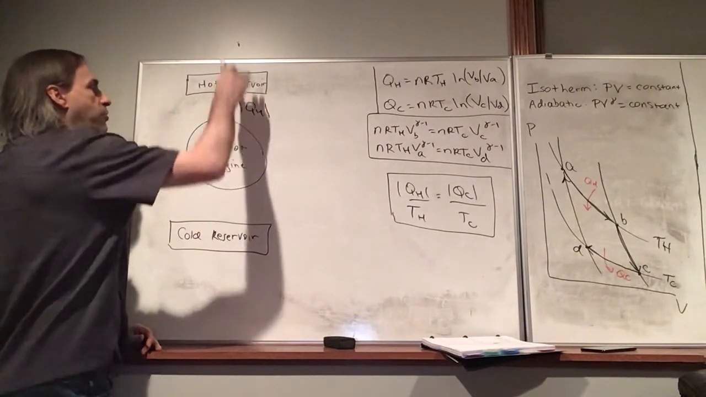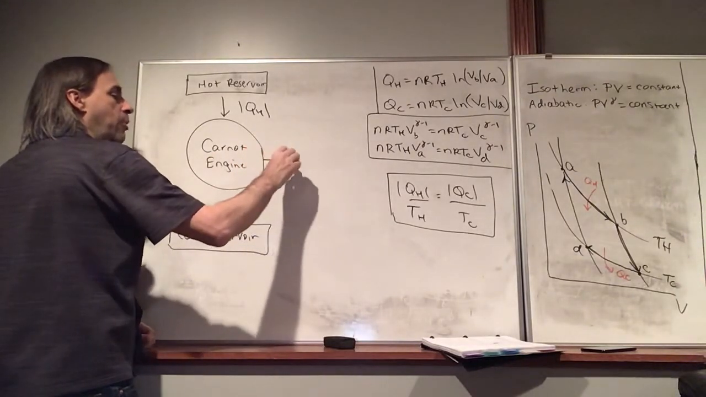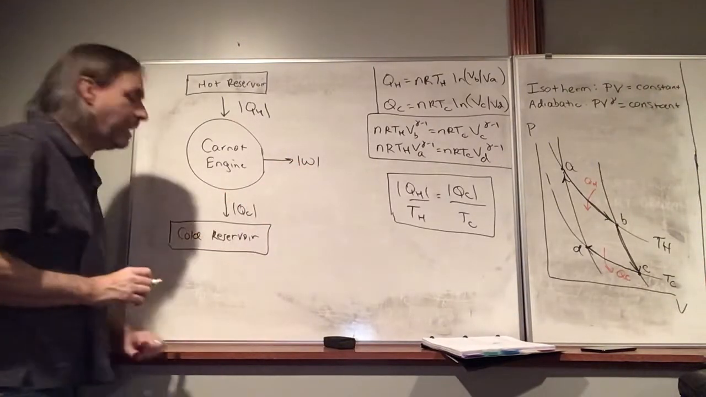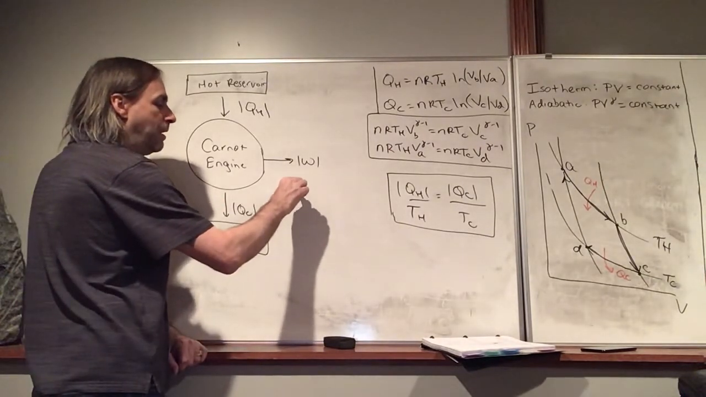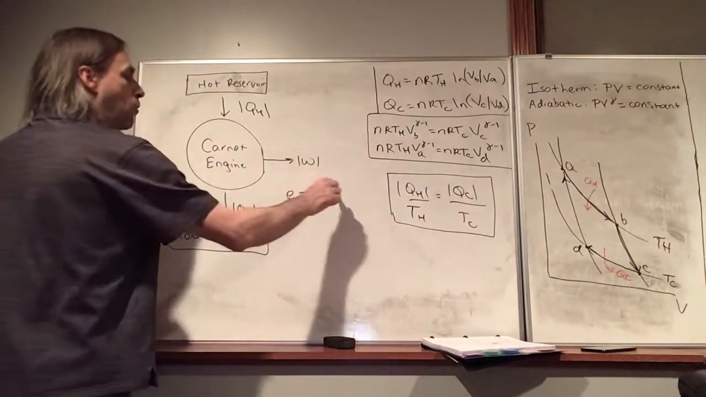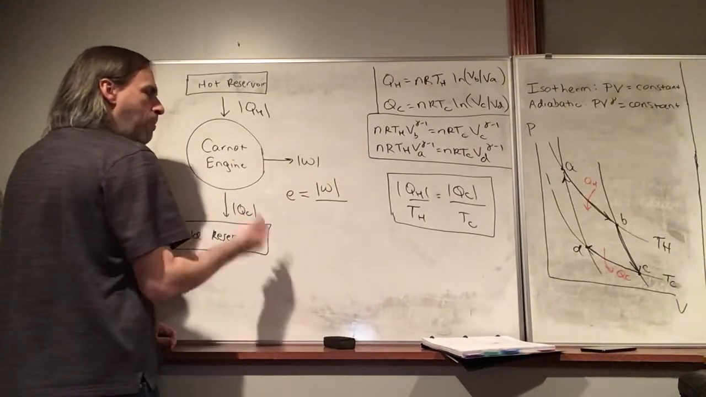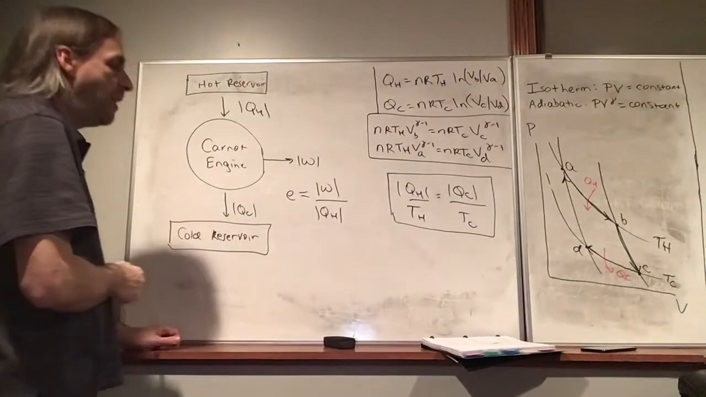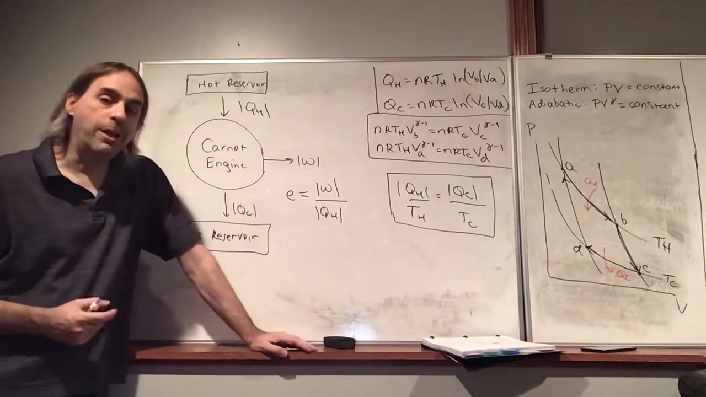And we have QH. We're taking QH from the hot reservoir, we're outputting work, and we're dumping QC into the cold reservoir. Now, we define the efficiency of an engine. Think about what we want to get out of the engine. We want to get work out of it, and what we're putting into the engine is QH. We define the efficiency to be that ratio: what we get out of the engine compared to what we put into the engine.